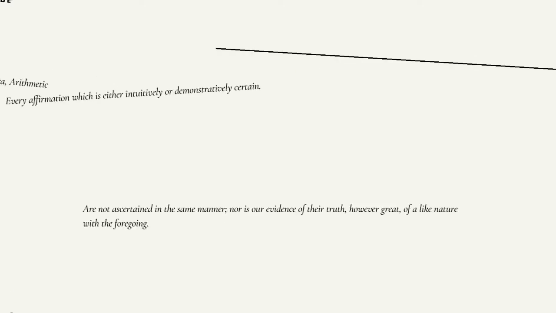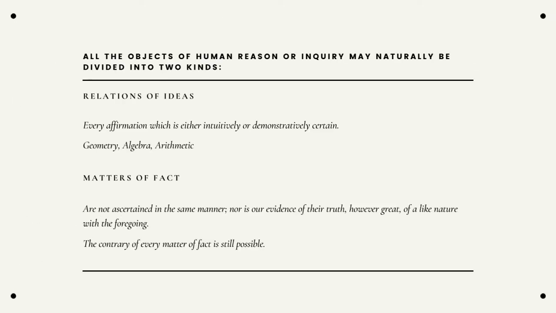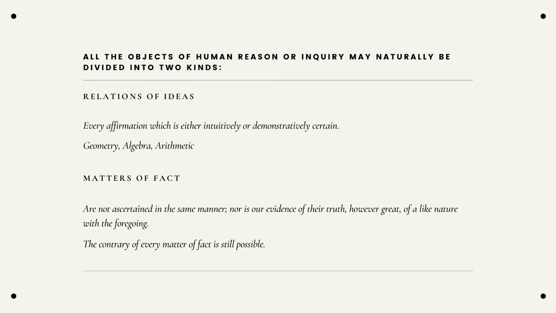So as mentioned, all the objects of human reason or inquiry may naturally be divided into two kinds. So first is relations of ideas, in which every affirmation is either intuitively or demonstratively certain, and that a denial of such a proposition implies a contradiction. Example dito is yung geometry, algebra, and arithmetic.